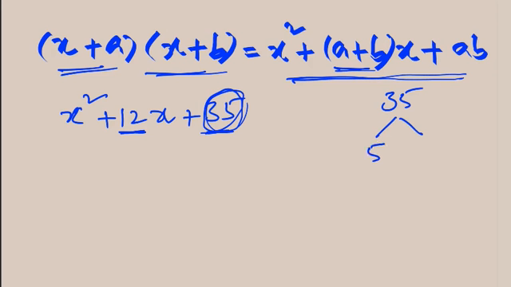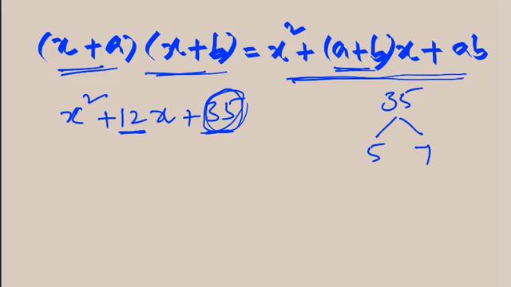5 sevens are 35. 5 and 7 are factors of 35. Are there any other options for 35? Yes, 1 times 35 is also there. And is there any other? No, there are no other factors, only 5 and 7. 5 sevens or 7 fives.